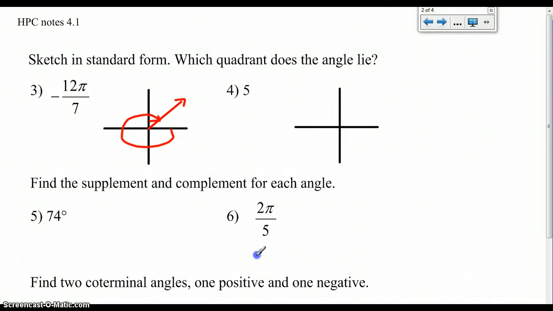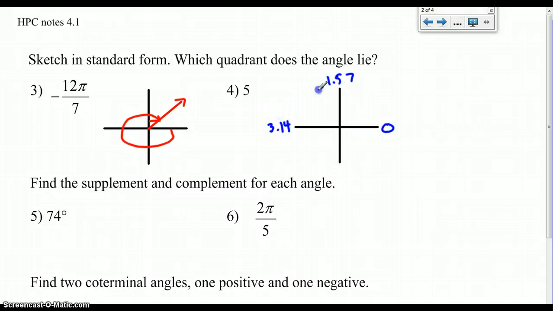Alright, our next one, it's a weird looking angle, 5. There's no degree symbol, so it's implied that we're measuring in radians. Now, what I would suggest is thinking about how many radians is pi, or 2 pi? So when you think about it, we've got 0 here. This is pi radians over here, and pi, remember, is about 3.14. So pi over 2, half of that, would be 1.57. Down here is 3 pi over 2.